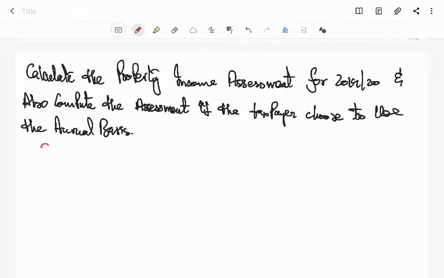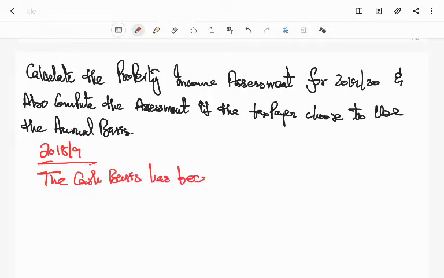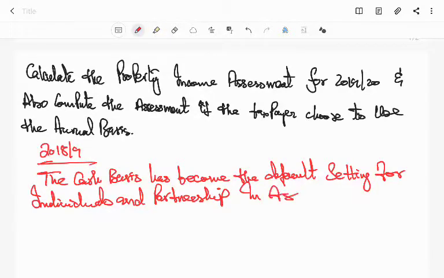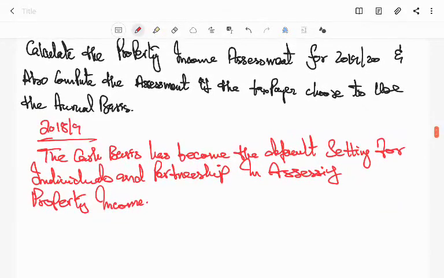So from 2018-19, as I told you, the cash basis has become the default setting for individuals and partnerships in assessing property income.